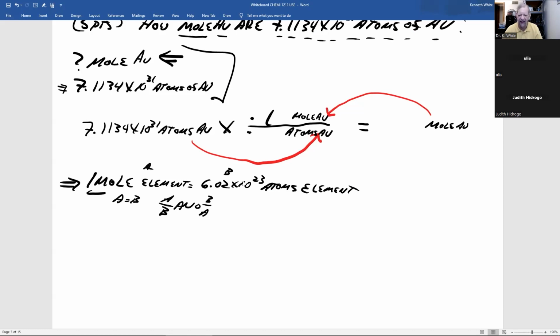1 mole of an element is 6.02 times 10 to the 23rd atoms of that element. Now, before I pick up my calculator, before I do this, I'm going to check my units. And notice here we have atoms of gold divided by atoms of gold. And anything divided by itself equals the number 1, meaning it's canceled out. And here, that's canceled out.